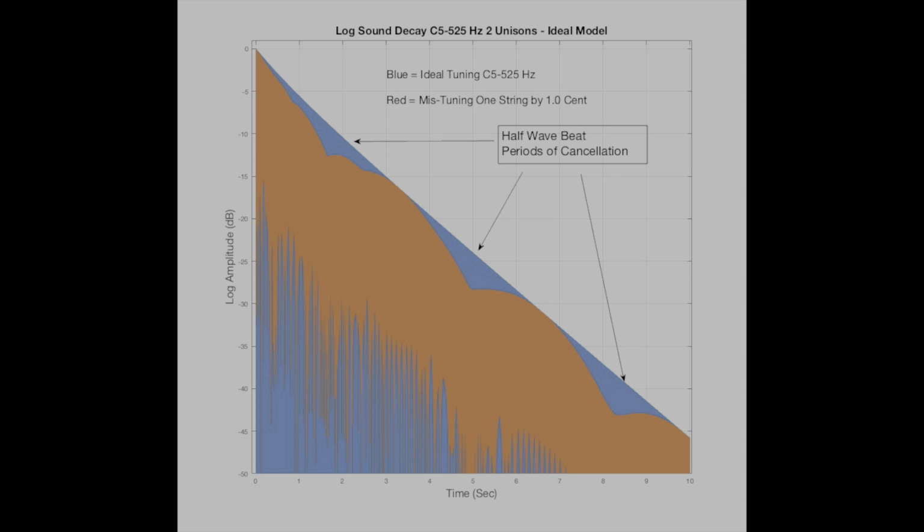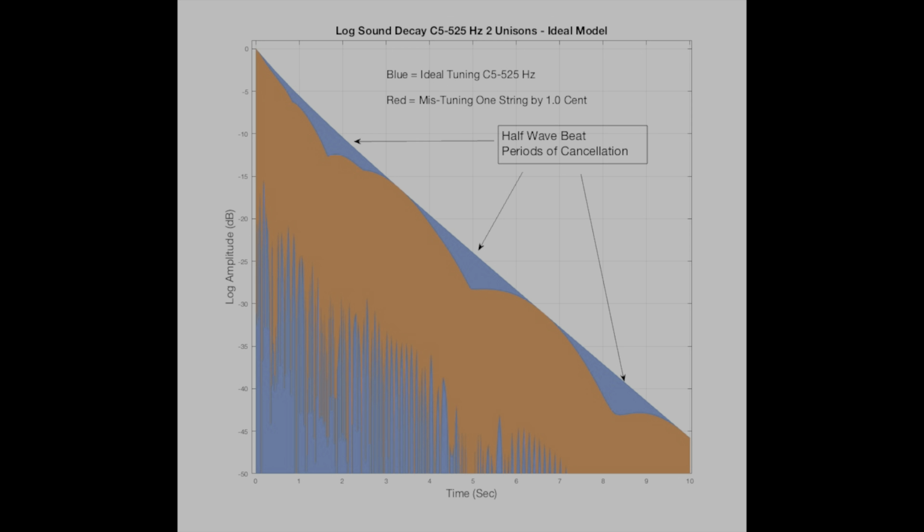In this video, I'm going to further discuss unison tuning concepts and consequences, comparing the ideal math model with an actual recording made on a real piano. I'm going to use 2 unison strings rather than 3 strings, so that there is no bias of 2 strings in tune which are overpowering a 3rd string which is out of tune.